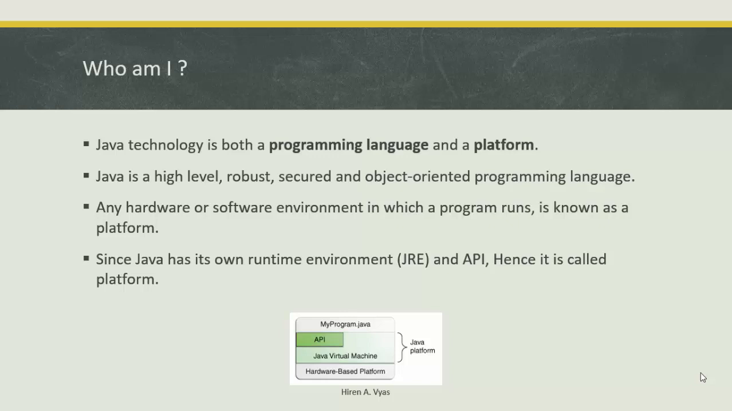And let's see how Java is a platform. A platform means any hardware or software environment which allows a program to run inside. It means it provides some basic environment to a program. Since Java has its own runtime, that is the Java Runtime Environment, and it has its own set of API, that is the Application Programming Interface, hence we consider Java as a platform also, as you can see in the image also. Now let's move to the next topic.